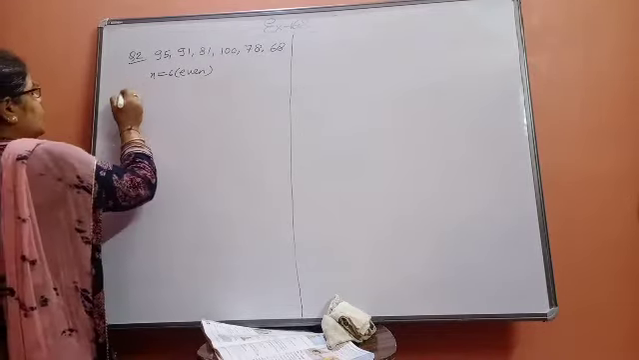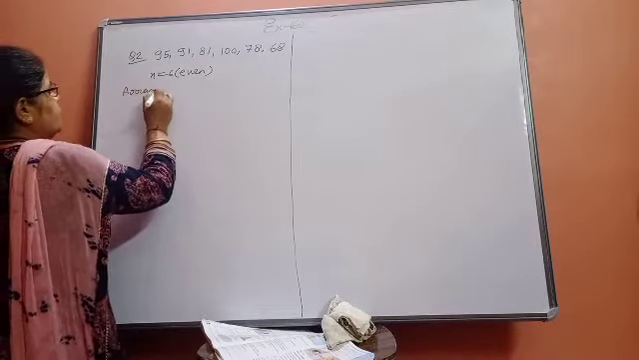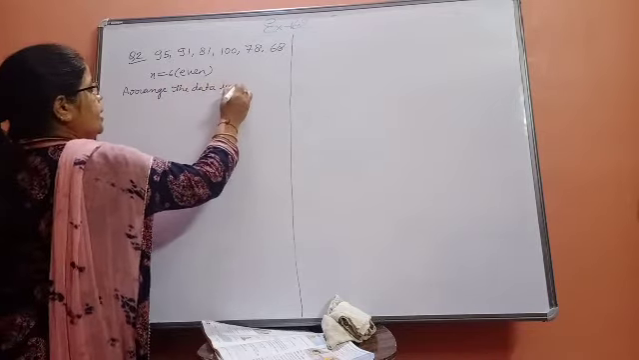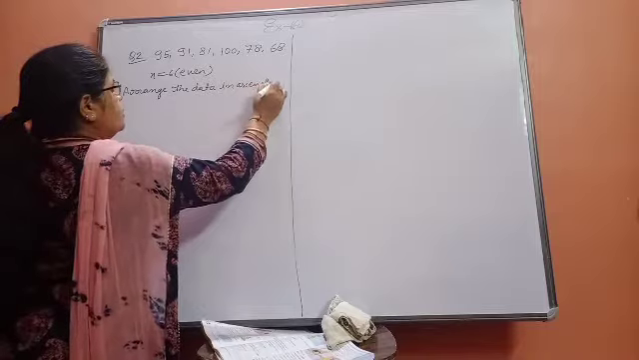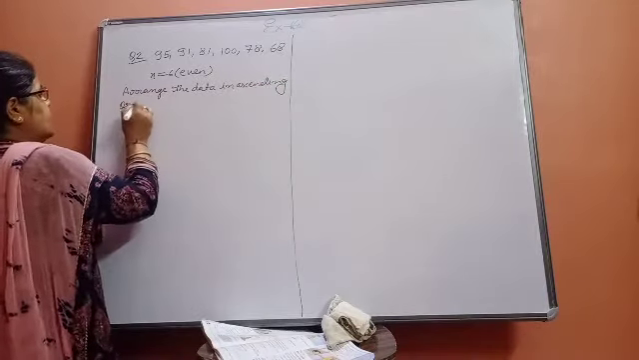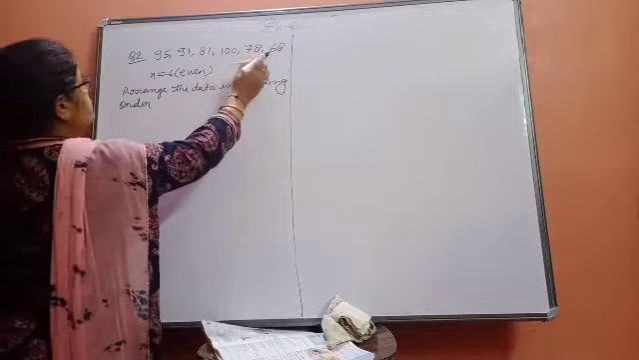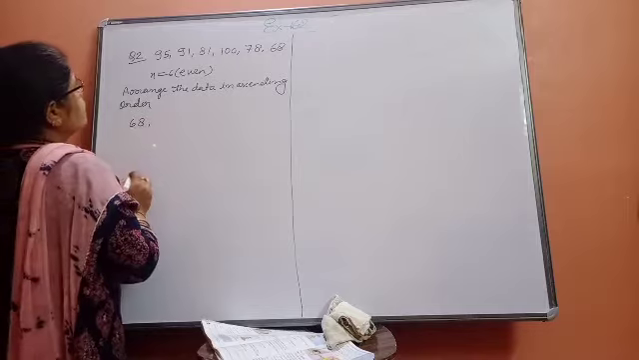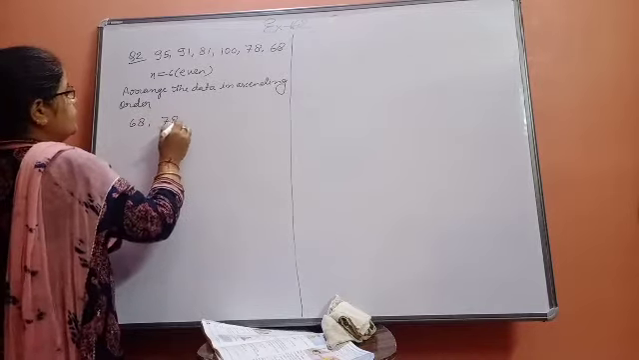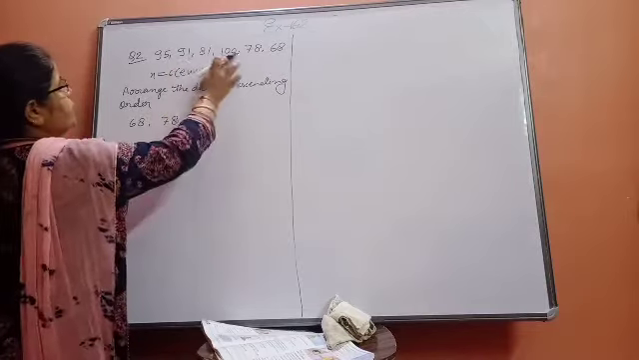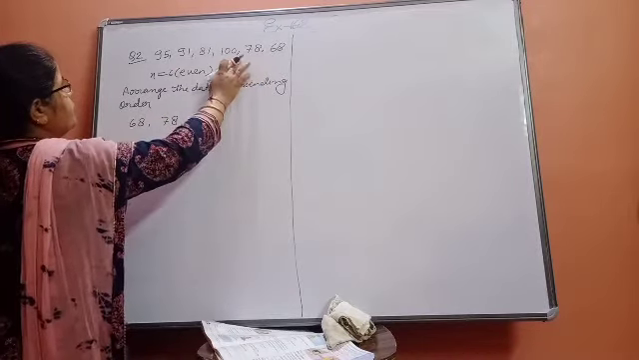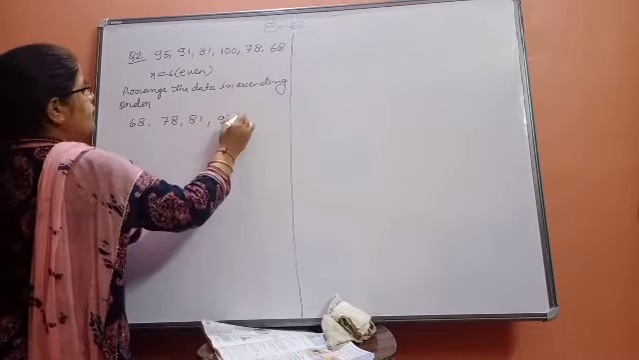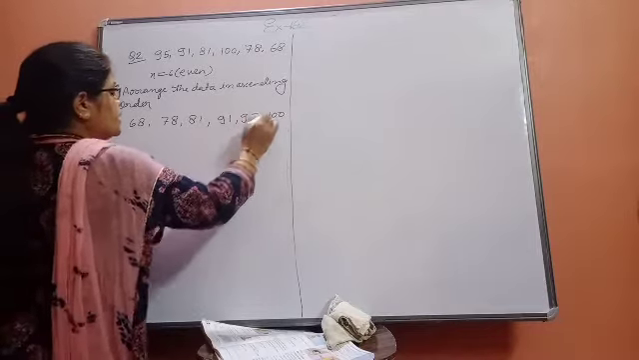First of all, arrange the data in ascending order. So which number will come first? 68. Then afterward 78. Then 81. Then 91. Then 95 or 100. It is in ascending order now.